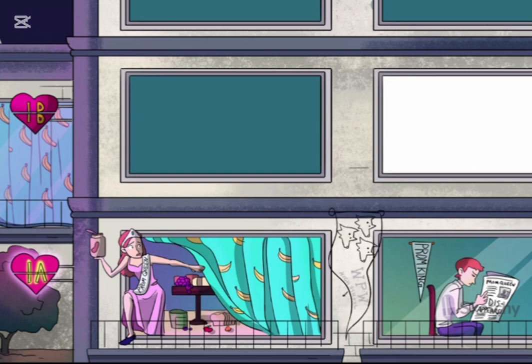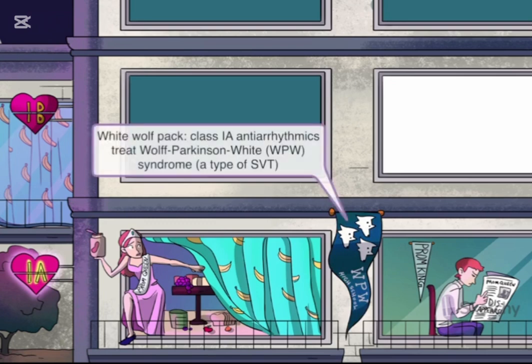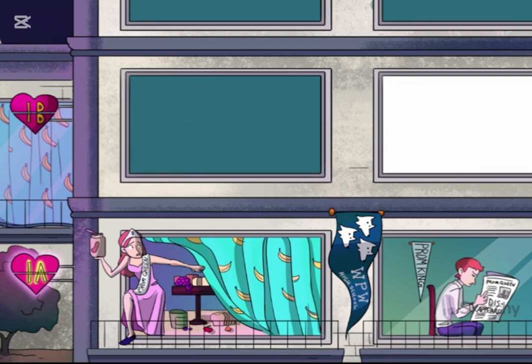A specific example of when you might use a class 1A antiarrhythmic is in the treatment of Wolff-Parkinson-White syndrome. This is symbolized by the high school pennant hanging outside the window of these two high school lovebirds. Turns out they go to Wolff-Parkinson-White High School, home of the Wolf Pack. Wolff-Parkinson-White is a supraventricular tachycardia that involves extra signals traveling through an accessory pathway outside the AV node. Type 1A antiarrhythmics can block conduction through that accessory pathway.